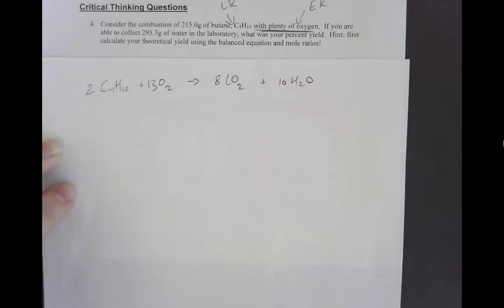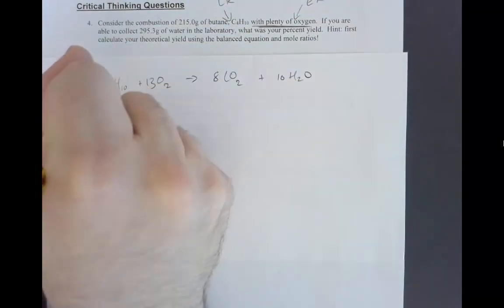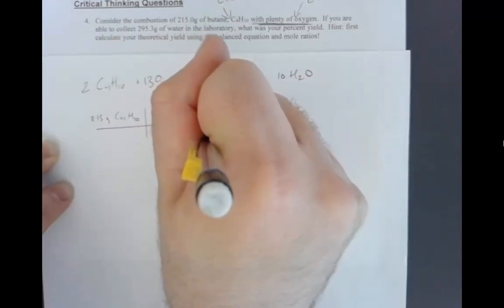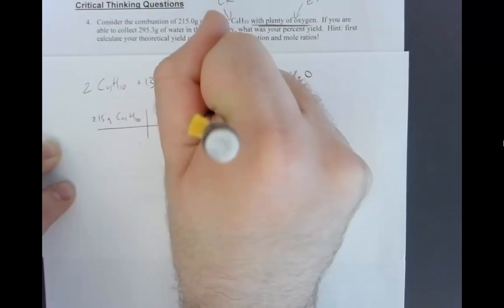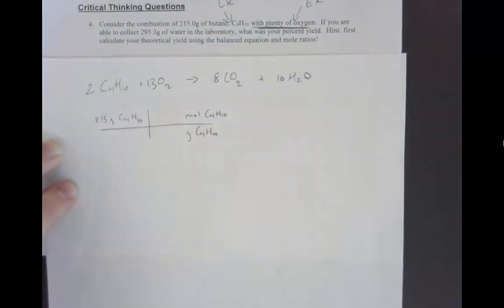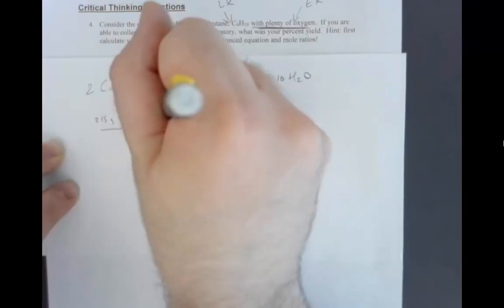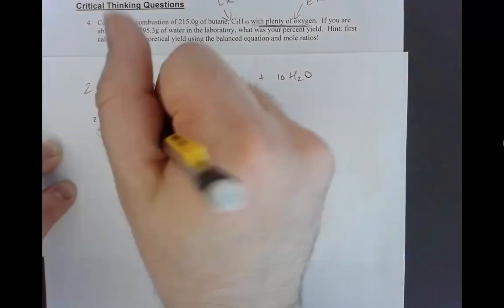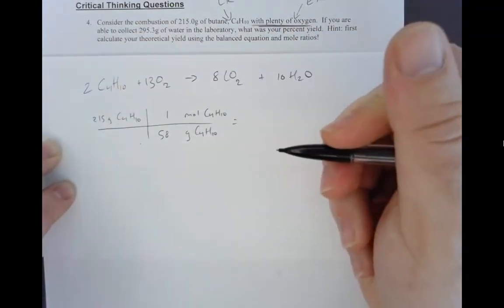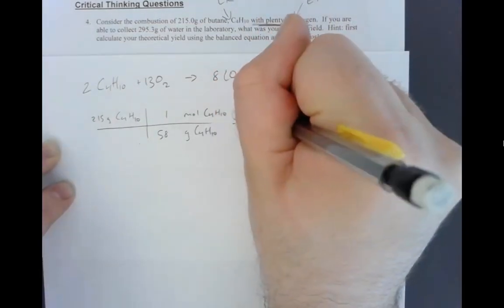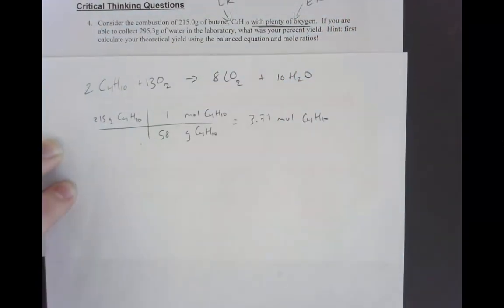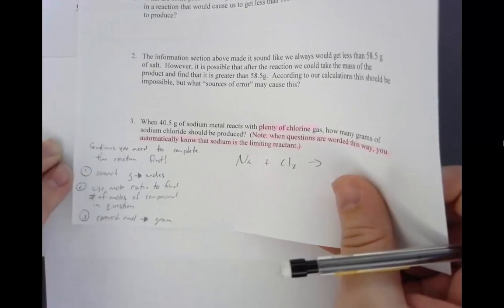So what we need to do is take our 215 grams of butane, C4H10, and convert to moles. So we'll put our grams of butane on the bottom and our moles of butane on the top. Remember, when we take our masses from the periodic table, it's always the mass of 1 mole. The total mass of 4 carbons and 10 hydrogens is 58 grams. This gives us 3.71 moles of C4H10.